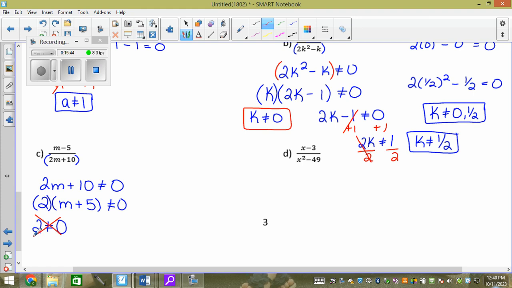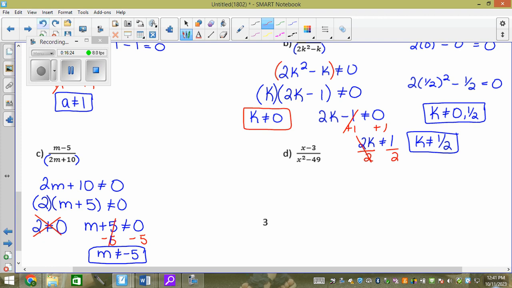Then I take the next one, m plus 5. Well, that one has a variable in it, so this will be more helpful. M plus 5 can't equal 0. And then I subtract my 5. M can't equal negative 5. And that's my only NPV, right? And if I plug it back in, I go 2 times negative 5 is negative 10 plus 10 is 0. So I know I'm right. Correct?